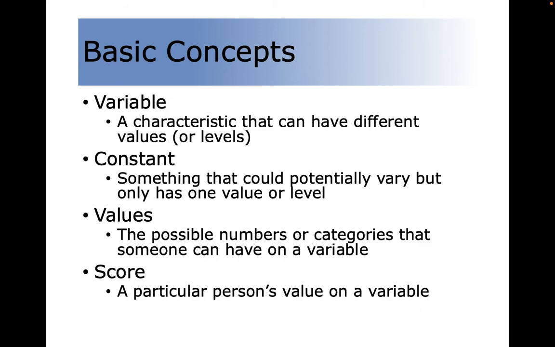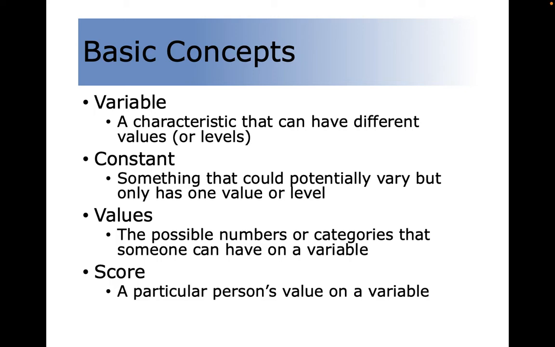Some more basic concepts. A variable is a characteristic that can have different values or levels. Examples of variables are really anything you can think of that differentiates people. Physical characteristics like height, weight, hair color, eye color, of course things like race, gender, age, etc. There are also psychological attributes like personality, cognitive abilities, attitudes, beliefs, values. So really, any characteristics that can have different values are variables.